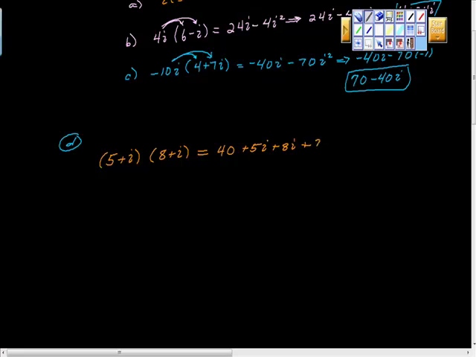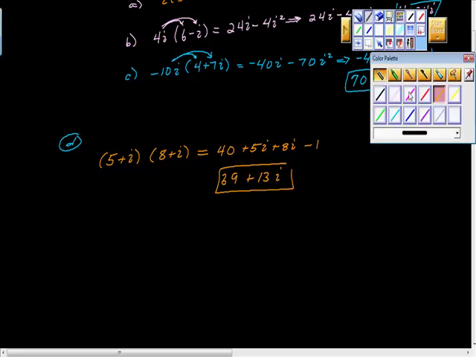Plus i squared. At some point you can start doing that. You can say, okay, I'm not going to put this i squared, I'm going to put in negative 1. So here we'll get, well, what can we do here? Exactly. 40 minus 1 is 39. So 39 plus 13i is your final solution here, isn't it? Nicely done. Let's do one more.